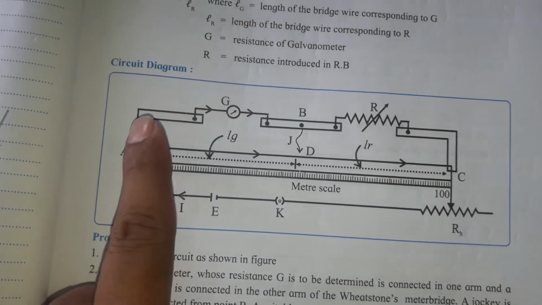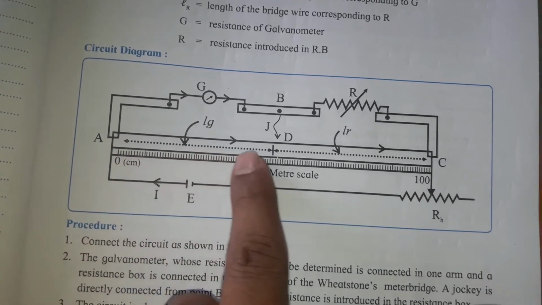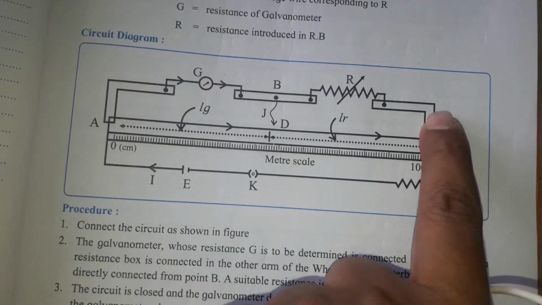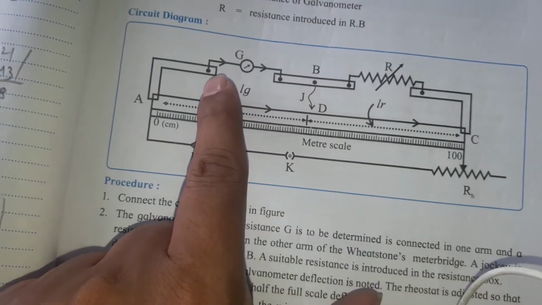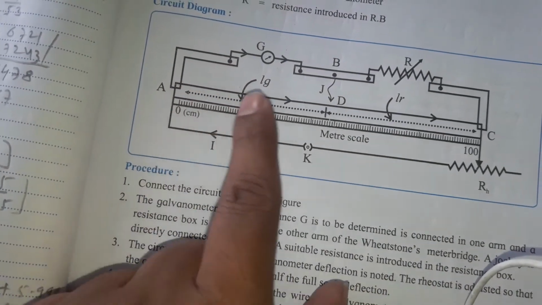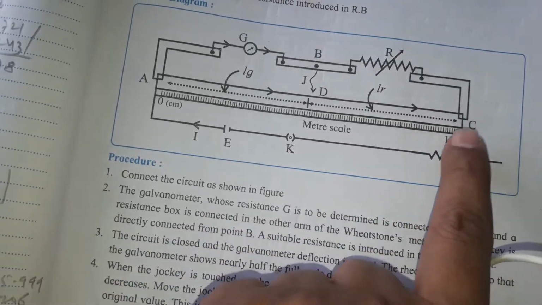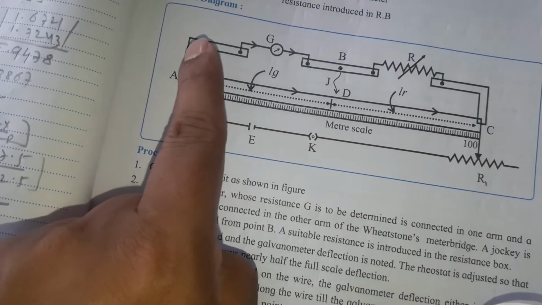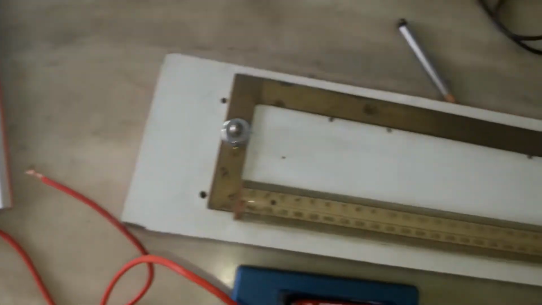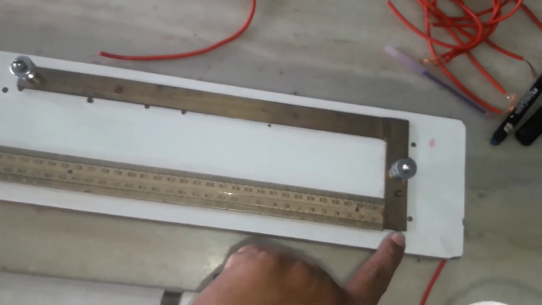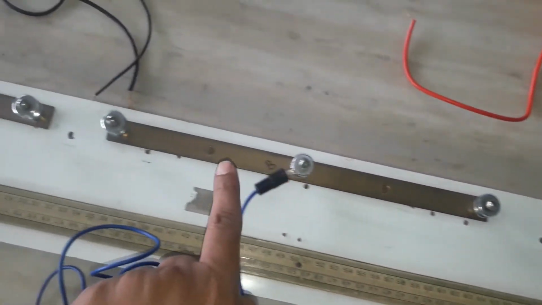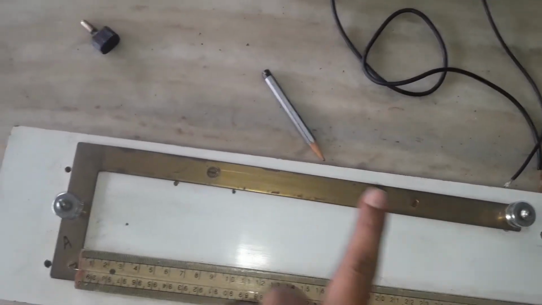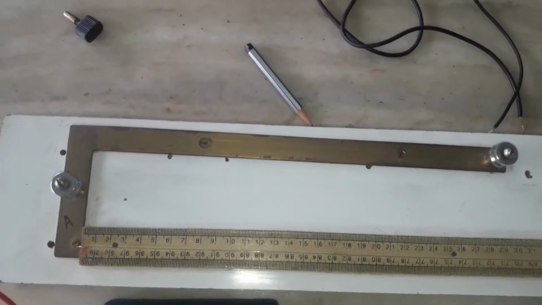If you see this as terminal A, this is terminal C, this is one L-shaped metallic strip, this is another metallic strip, and this is again an L-shaped metallic strip, and here we can say B. This we call a meter bridge. If you see the apparatus here, this meter bridge consists of one L-shaped metallic strip, a middle metallic strip, and this another L-shaped metallic strip.